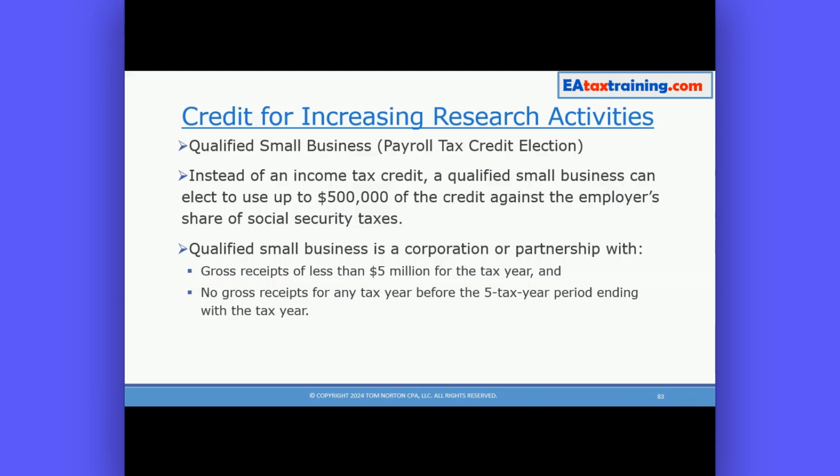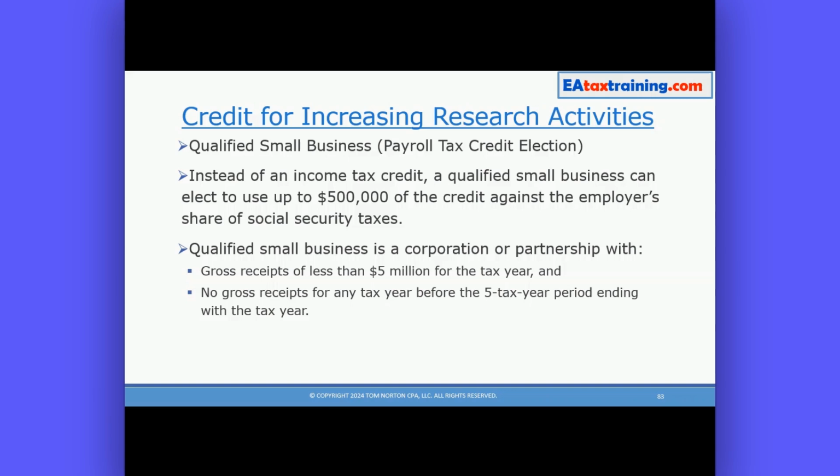So that can be very valuable because remember, the employer has to pay in 6.2% of their employees' salary up to the annual limit. And so they're going to let you get a credit for $500,000 of that, which is a great deal. Now, in order to do that, it has to be a corporation or a partnership with gross receipts of less than $5 million for the tax year, which again, if you got a startup type of company, they probably don't have a lot of gross receipts yet.